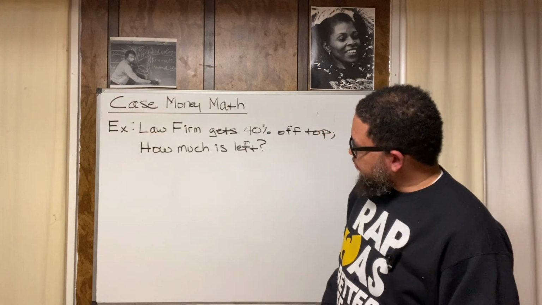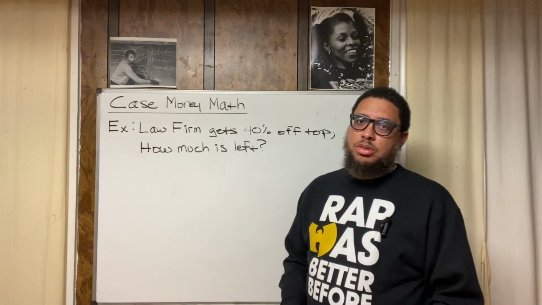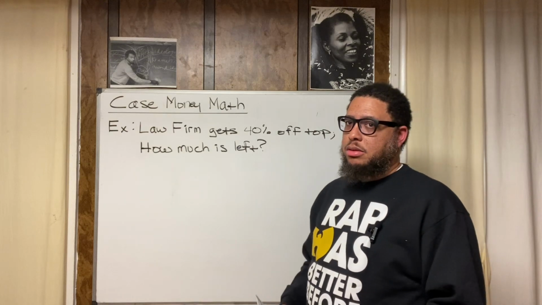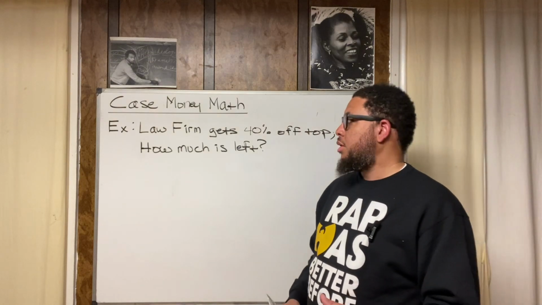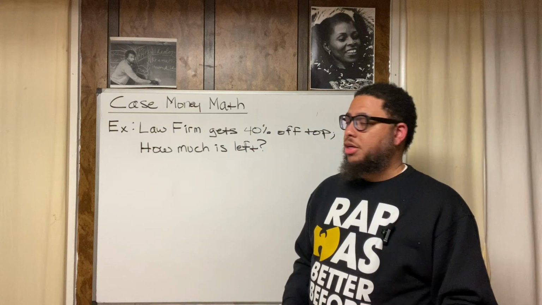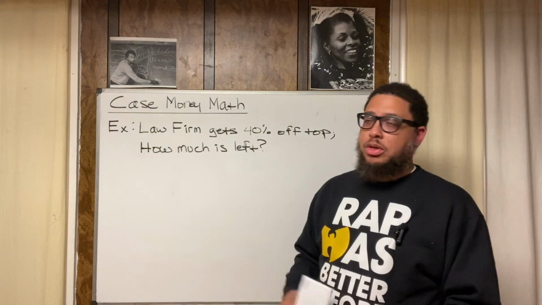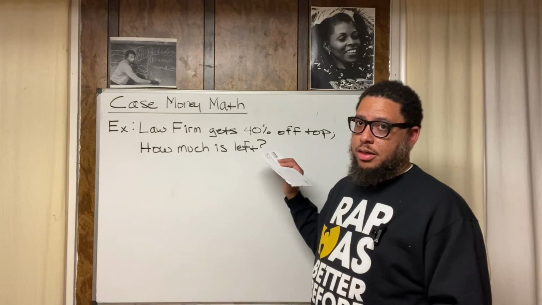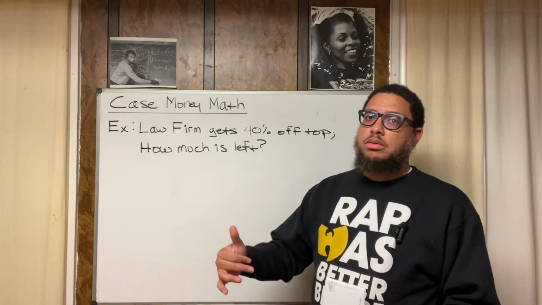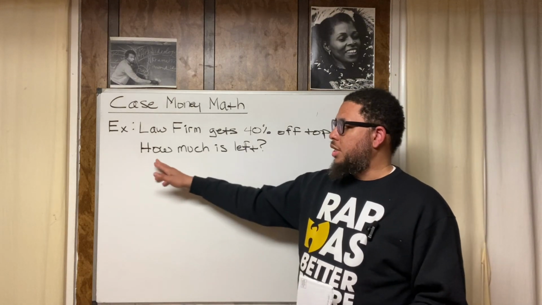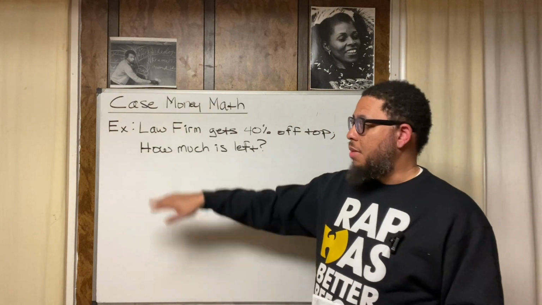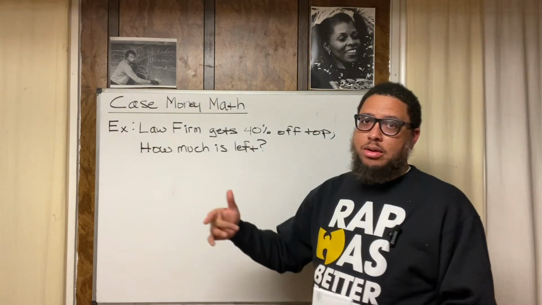So dig this, right? I don't know if all law firms do this, but when there's a case, some law firms, when you hire them, when you take them on as your law firm of record, they let you know up front, we're going to take 40% off the top. So if you get a settlement and you win, we're going to get 40% off the top. All right. So the question that we're going to talk about today in this video is how much is left. And how do we calculate that?